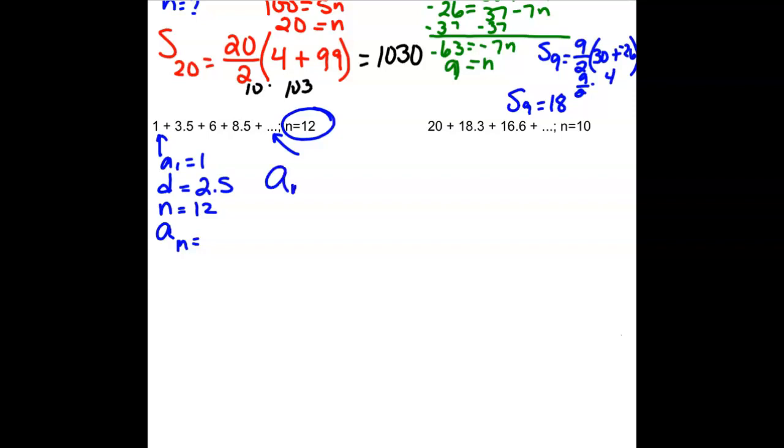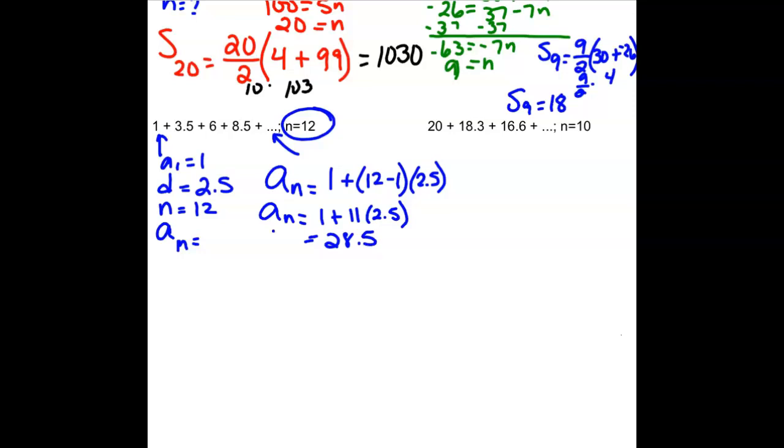A sub n equals my first term, which is a 1, plus n minus 1, and this time we know n is 12, times our common difference, which was 2.5. All right, so we have a sub n equals 1 plus 11 times 2.5. Adding that up, we get 28.5. So that's my 12th number, my last number in that list.